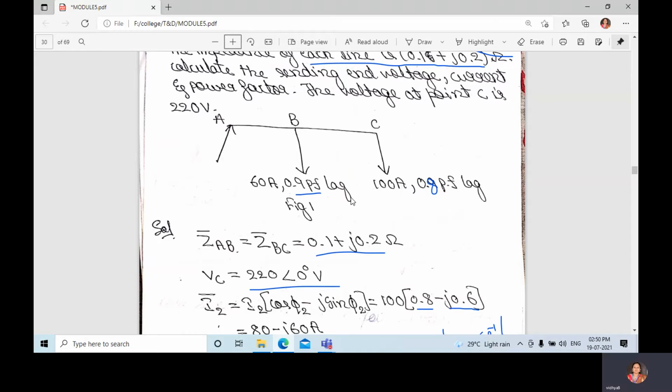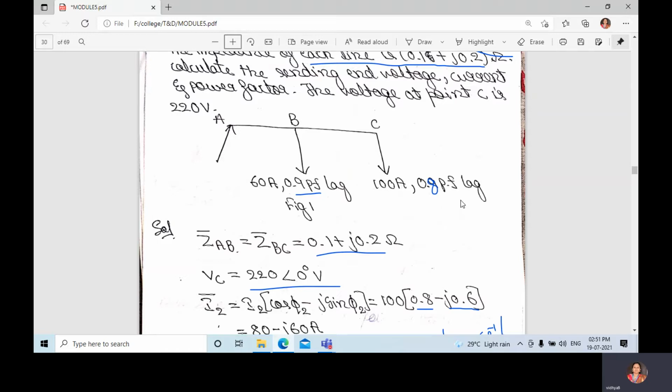We shall find out the current. They have given that ZAB is equal to ZBC is equal to 0.1 plus j0.2 ohm. And what about VC? 220 volts. And I2 vector is equal to I2 cos phi 2 minus j sin phi 2. I2 value is 100 and cos phi 2 value is 0.8. How should we find the sin phi 2 value? Cos phi 2 is equal to 0.8.